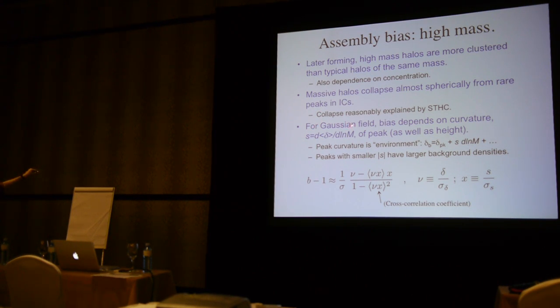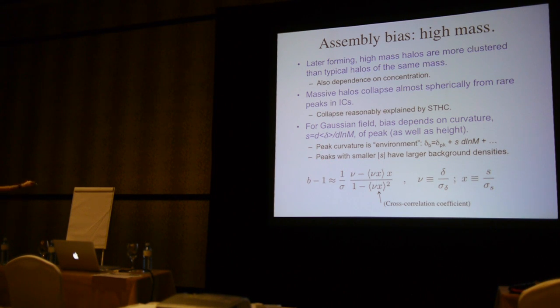It turns out for a Gaussian field, the bias depends not only on the peak height, but also on the curvature, where the curvature I'm defining here is the run of the mean density of that peak with radius or with enclosed mass in the initial field. So this thing is often called S in the literature. And peak curvature basically translates into environment, because if I'm sitting on some peak of a given height and I want to know what's the background density in which I sit, then by Taylor's expansion, the background is related to the peak height plus basically the derivative of that smooth density with mass.